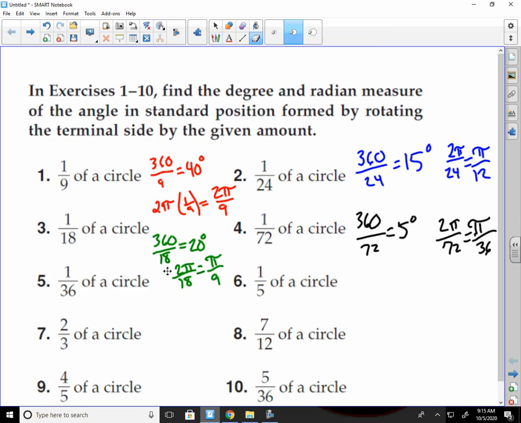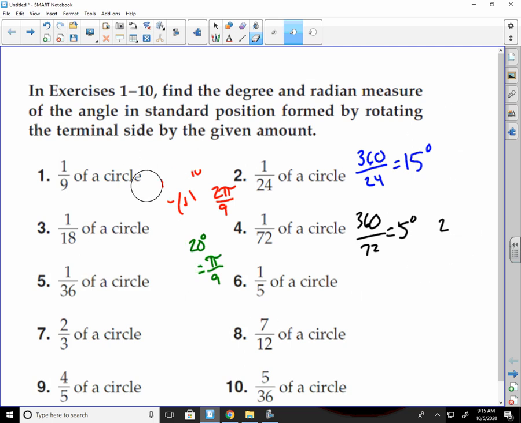So there's our first 4 done. Our next 6 are very similar, but I'll go through them anyways.